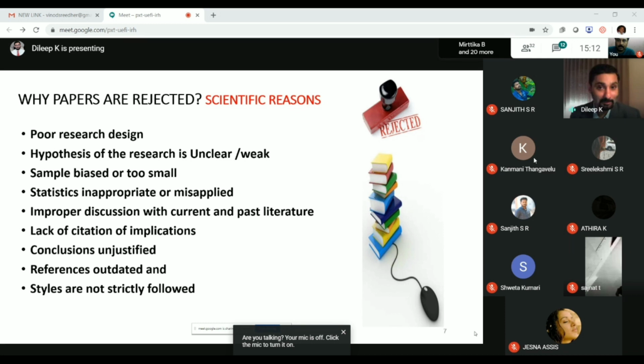And good journals never ask you money. Good journals never ask you money. So you need to wait for their activities and likewise. So you need to have the patience also.